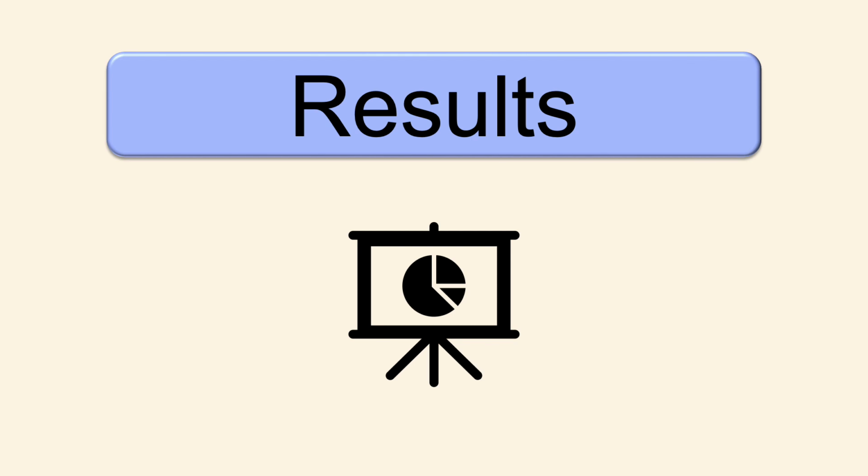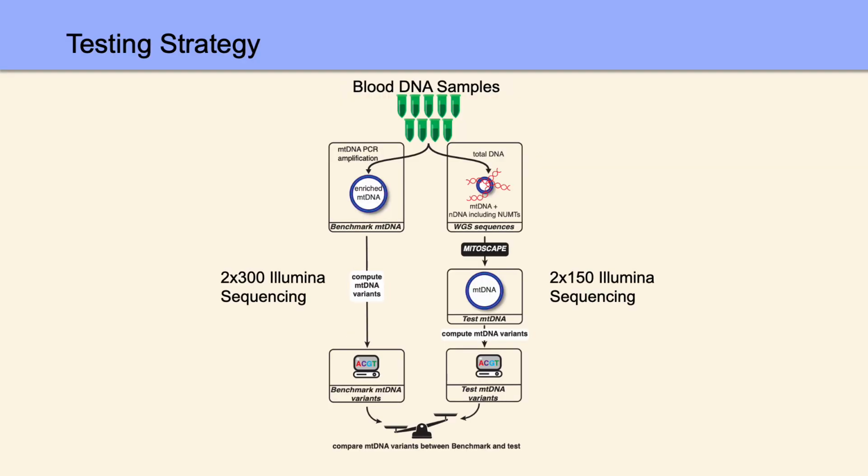Now that I've described the algorithm for you, I'd like to talk about some of the results we obtained from running this algorithm on test data. I've described the MitoScape algorithm for you, and now I'm going to describe the formal way that we tested this algorithm. So we started out with human blood DNA samples and performed two separate sequencing experiments on this data.